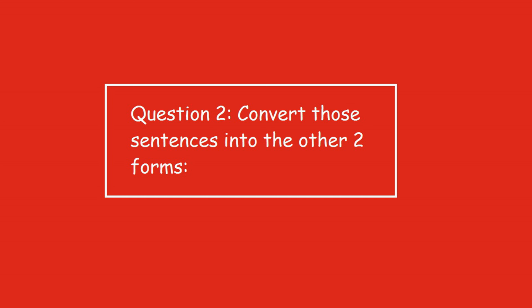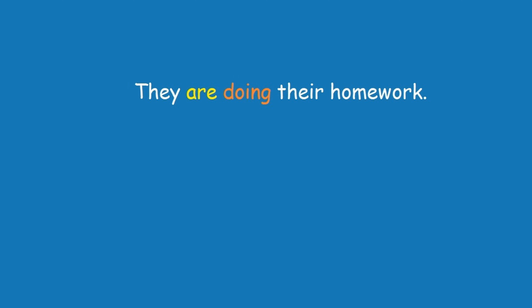Okay, here is the second question of the second exercise. Convert those sentences into the other two forms. Okay, what does that mean? Look here. This sentence, they are doing their homework, is in the affirmative form. You can see the tick, affirmative. So you're going to convert this sentence into the other two forms, into the negative form and interrogative form. Okay, let's begin with the interrogative form.